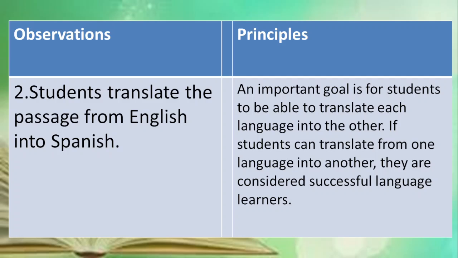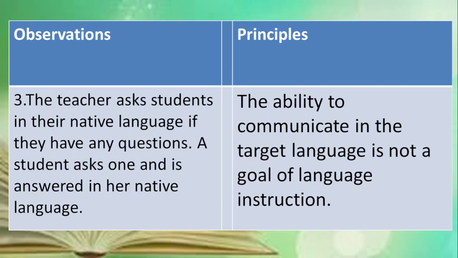If students can translate from one language into another, they are considered successful language learners. 3. The teacher asks students in their native language if they have any questions. A student asks one and is answered in her native language. The ability to communicate in the target language is not a goal of language instruction.